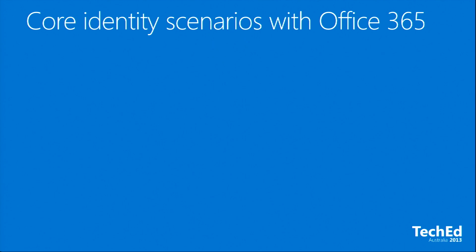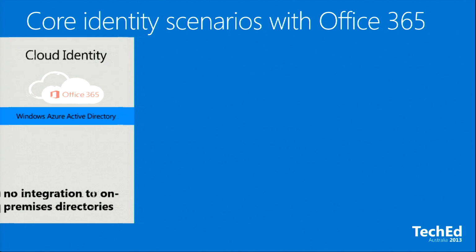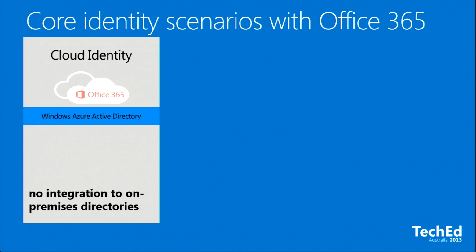So when we're also talking about identity, we have more than one single story with identity. So I'm going to take you through a few of those. And the first one really is simple cloud-based identity. And that's where you're in the Office 365 portal. You can see users at companyname.onmicrosoft.com.